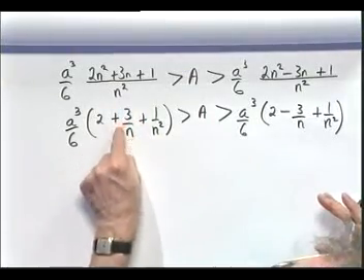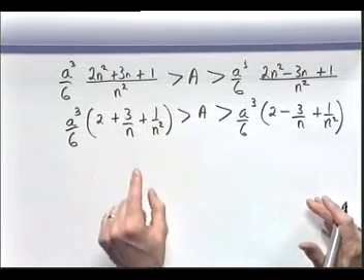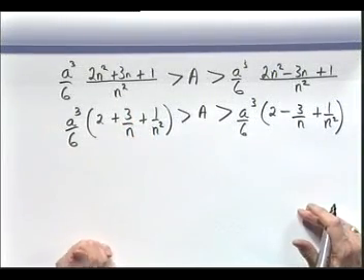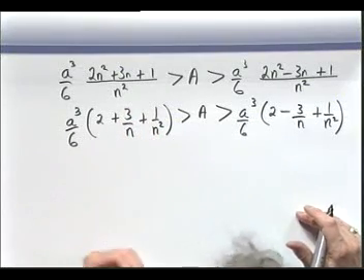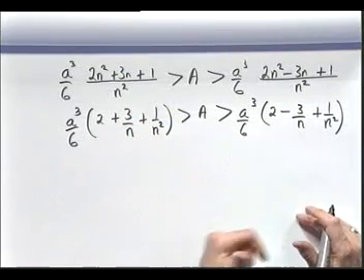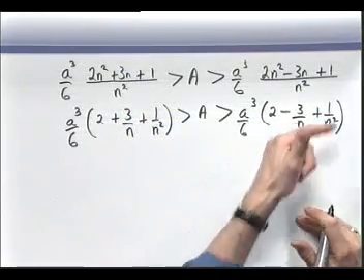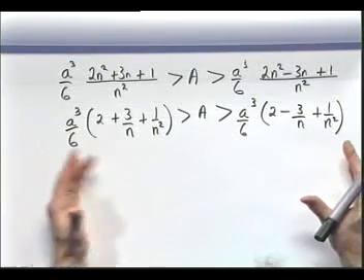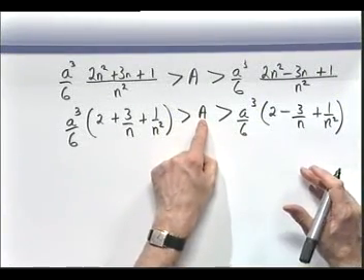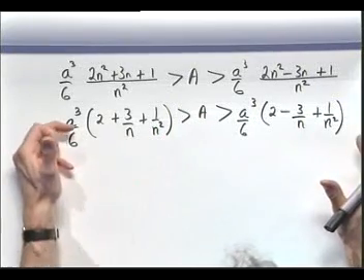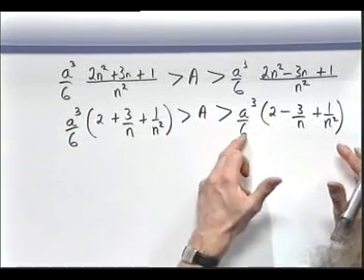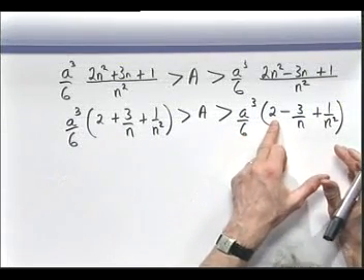Now let's think what happens to a number like 3 over n when n is very, very large. Well, it goes to 0, and 1 over n squared goes to 0, as does 3 over n at this side and 1 over n squared at this side. So in fact, the area A is trapped between a cubed over 6 times by 2 and a cubed over 6 times by 2 again.